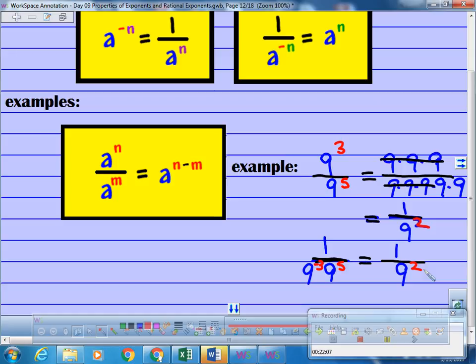Yep. If this was a negative exponent, if this was a negative 3, you guys, that was a really good question. If this was a negative 3, then this would have been a negative 8. This would have been a positive 8. Because I would have made it positive when I came down, and I'd have 5 and 3 of them, and it makes 8. Okay, I really need you guys to work.